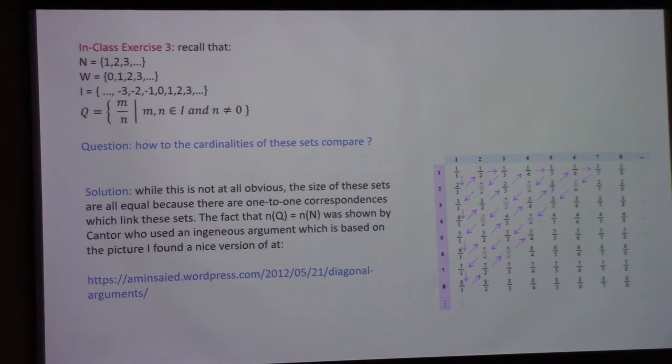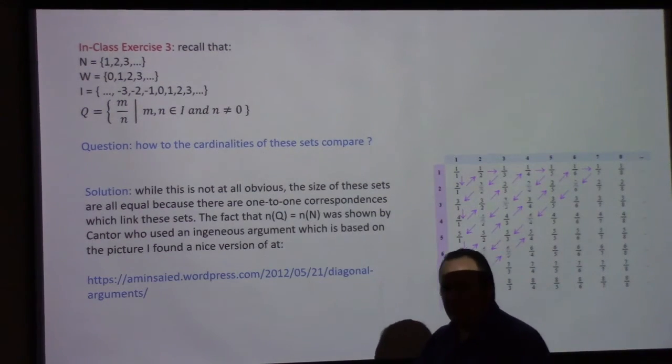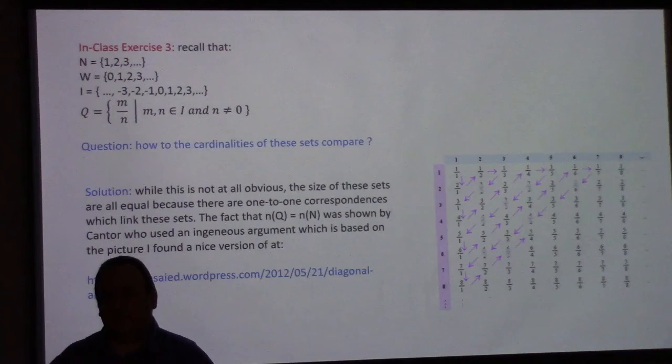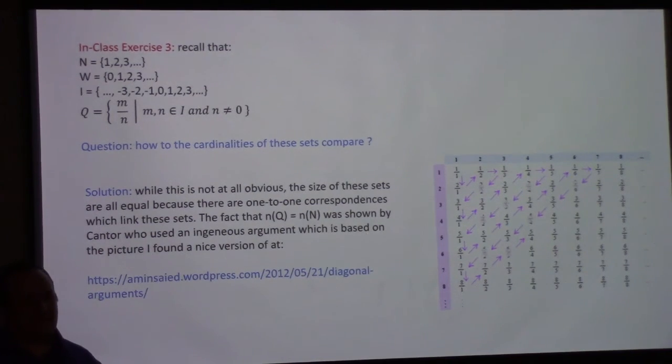I would never have thought of this in a billion years, but Cantor thought of this, and ever since, we have known that the size of the natural numbers and the size of the rational numbers are the same. In contrast, the size of the real numbers is not. The size of the real numbers is bigger. The real numbers are as big as the power set of the natural numbers. This is called the continuum.